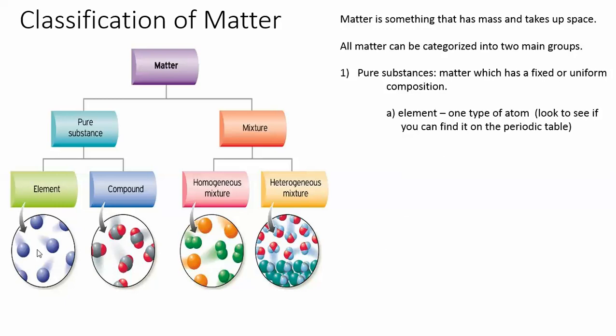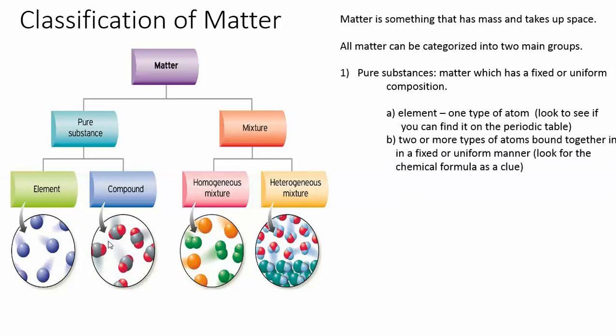In an element, we're going to see all the same type of atom. And truly our periodic table is a list of that. So if you get an element symbol, pure gold, pure silver, pure aluminum, those kinds of things, we're going to get all one type of atom. We can find those elements right on our periodic table.